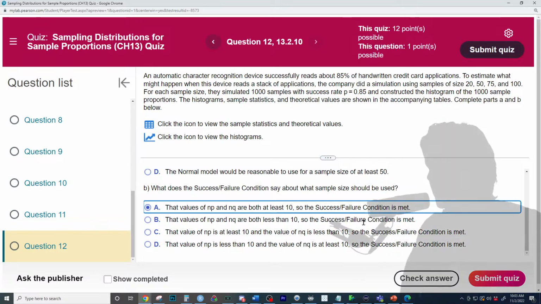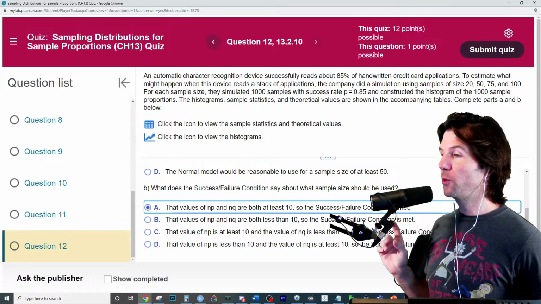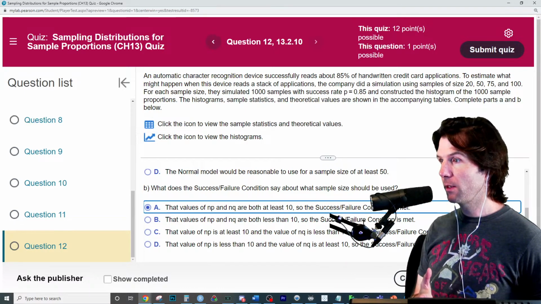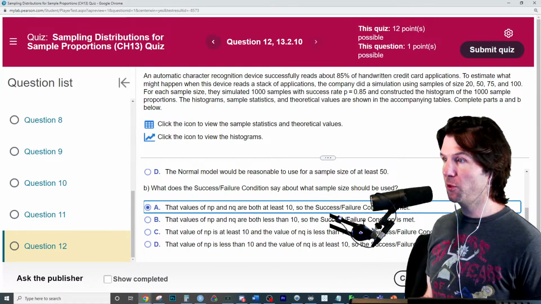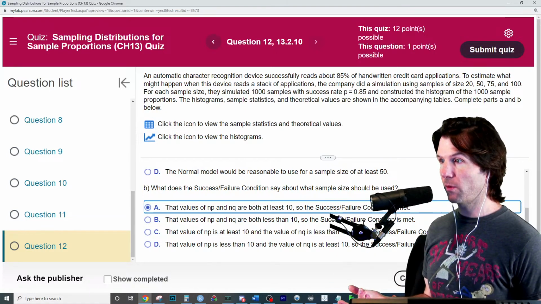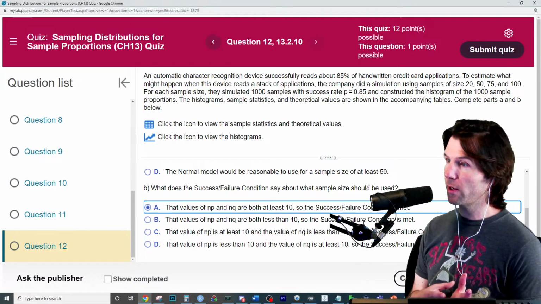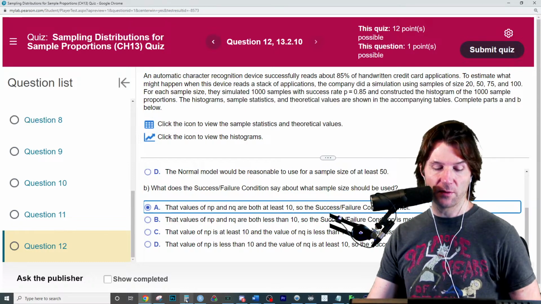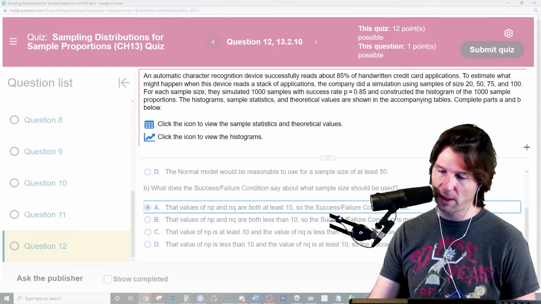This question right here is very contingent on what you previously answered. If you answer 50, then NQ is not met. If you answer 100, everything's met. If you answer 75, everything's met. So it's a very good in-depth thinking question, but the way they're talking through it is not what is NQ? What is the value of P for this data right here? This is why it's such a great question, but the way they're wording it, I don't love.